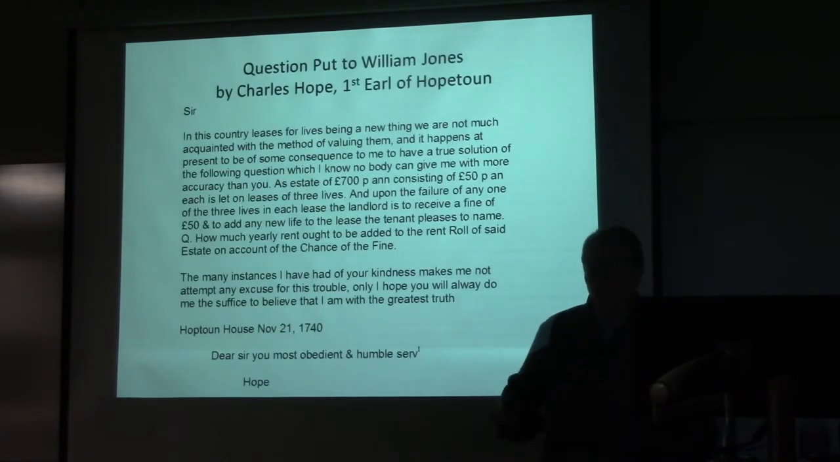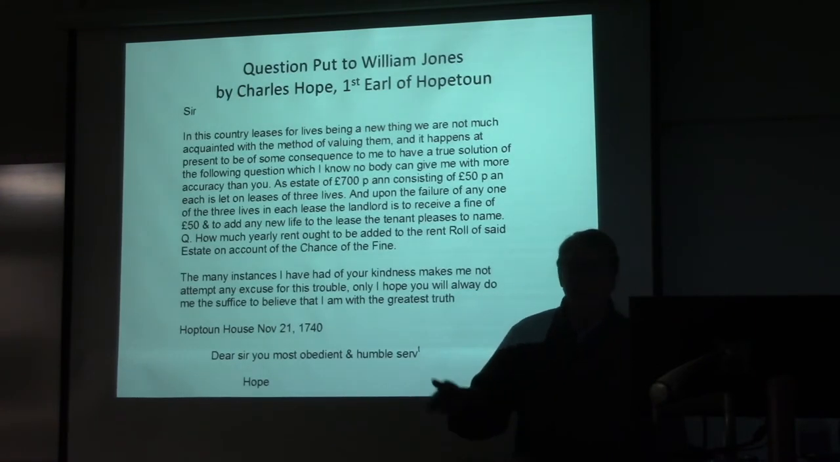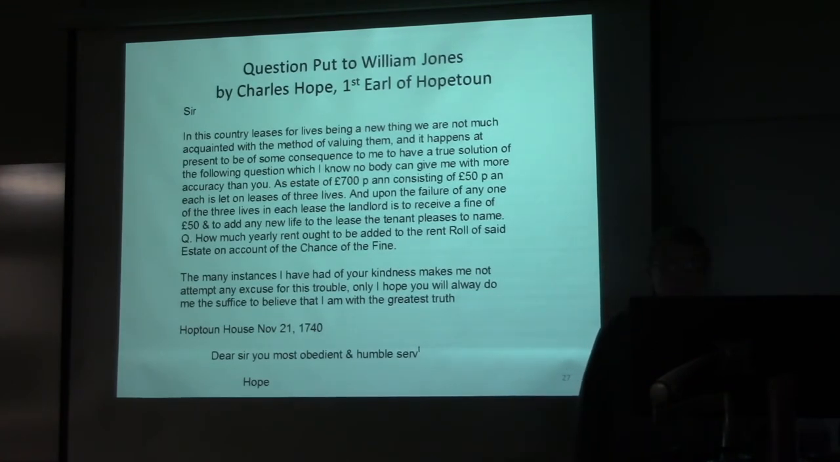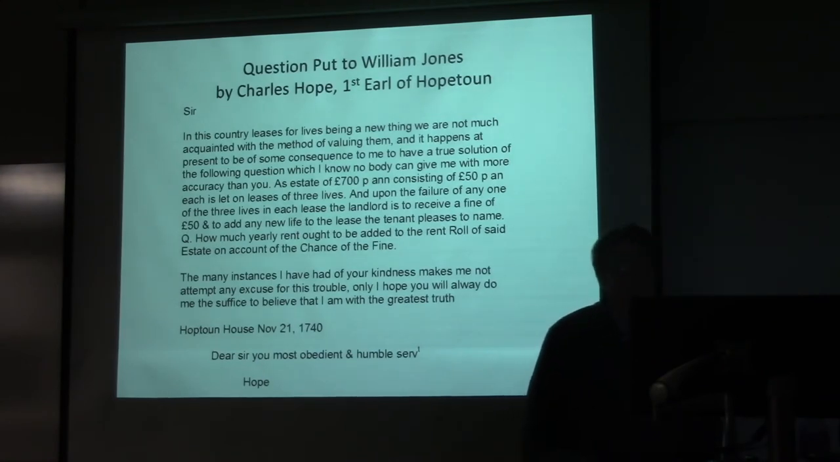Leases for lives. Again, there was a traditional way of doing it, but in Scotland, in 1740, they were thinking of leases for lives, and so they were looking into the new way of calculating these things. So the Earl of Hopetoun wrote to Jones and said, "In this country, leases for lives are a new thing. We're not acquainted with it." So please help me with this. "We have an estate of 700 pounds per annum, consisting of 50 pounds per annum each on a lease for three lives. And upon the failure of any one of these lives in each lease, the landlord is to receive a fine of 50 pounds and to add a new life to the lease." So he wants to know, how do you do this? So again, it's all dealing with property.